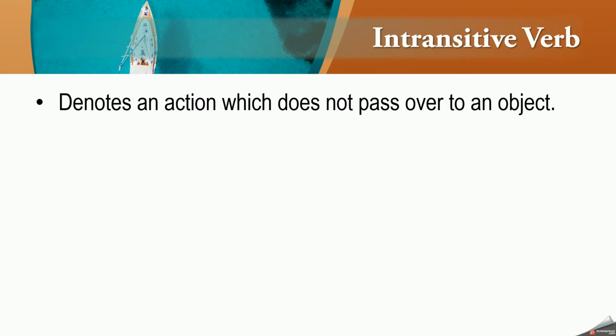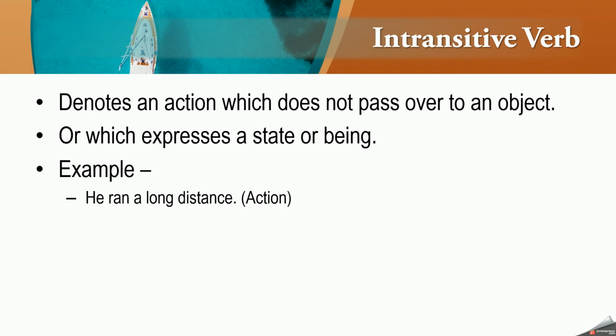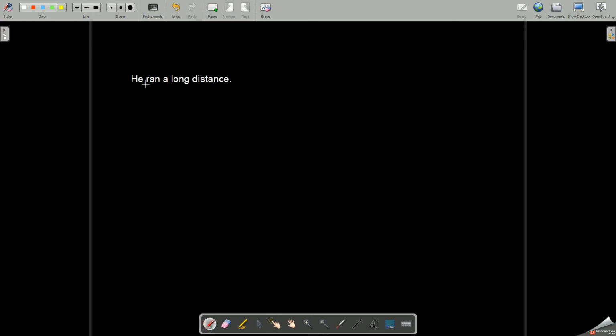Now intransitive verbs are those which denote an action but do not pass over to an object, or which express a state or being, like "he ran a long distance." So I write here, he ran a long distance. Of course, he ran. Okay, he ran what? Did he run something? Of course you cannot run something. He ran, he ran himself.